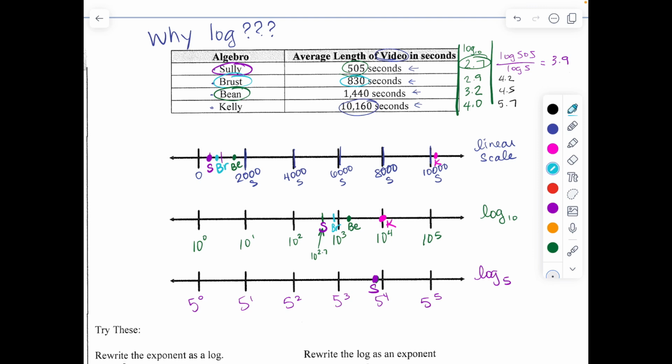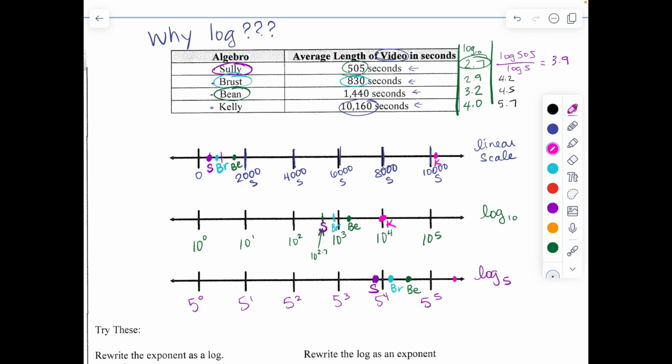And then we've got breast, which is 4.2. And then we have bean, which is 4.5. And we have 5.7 right here. So that's a little bit closer together. That's an okay expression as well. We can see here, though, that both of the logarithmic expressions showcase the values a little bit better than just a simple linear expression.